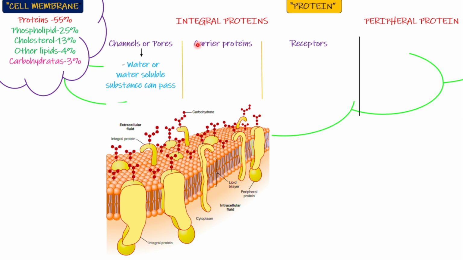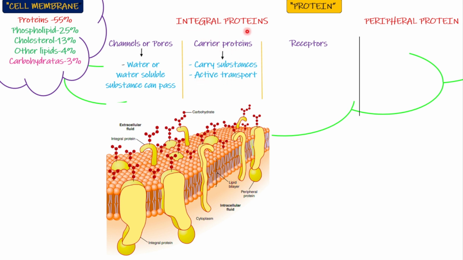Okay, the second one is the integral proteins can act as carrier proteins. Okay, now carrier proteins, these integral proteins act as carrier proteins, especially in the case of active transport. When there is requirement of energy to push something from an area of low concentration towards high concentration, there these integral proteins are used, and they will be defined as carrier proteins in that case, because they carry substances, and it is basically the case of active transport.